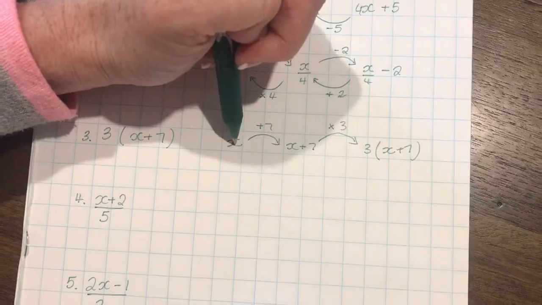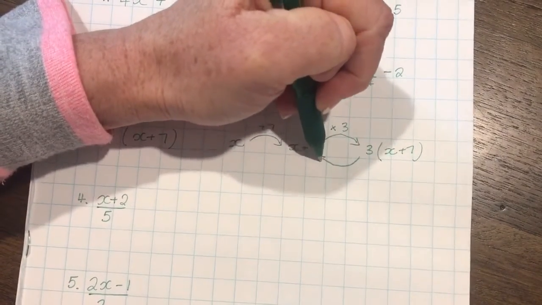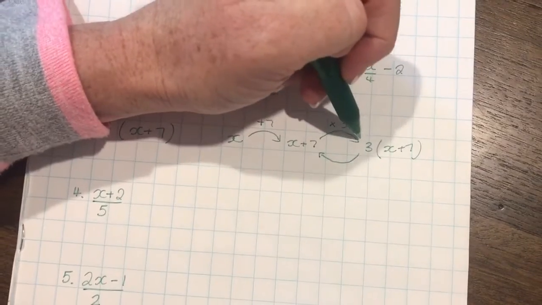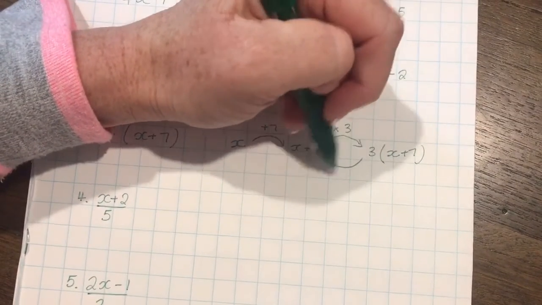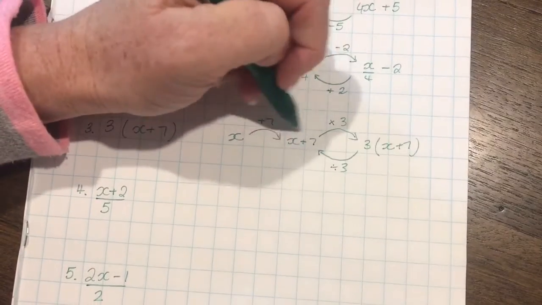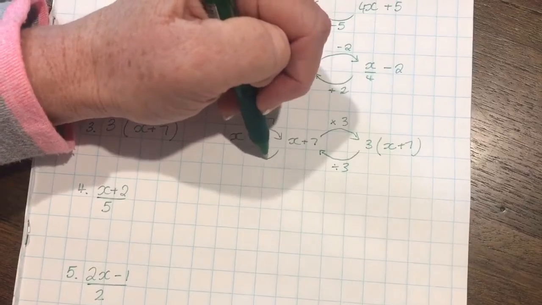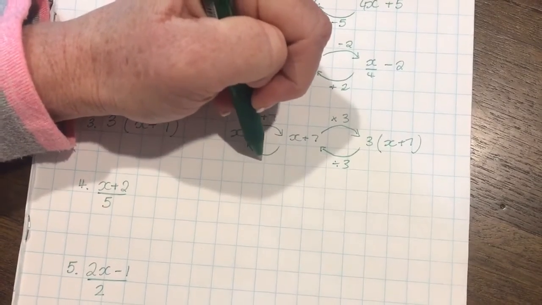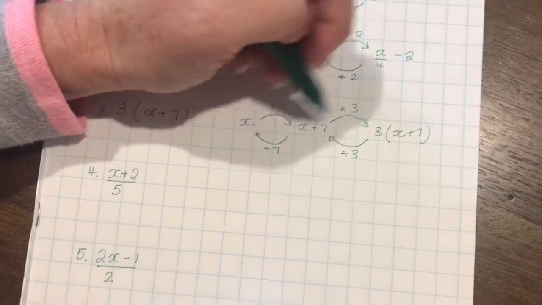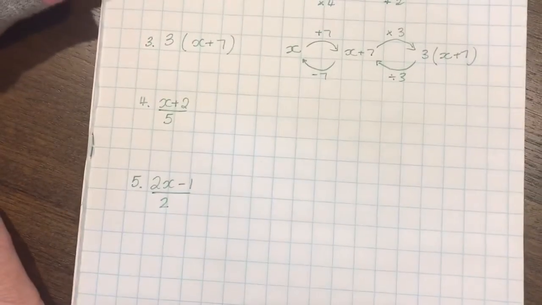To go back to getting x by itself, we now need to undo what's happened to x working backwards. So we undo the times 3 by dividing by 3. We've managed to get rid of that 3. We now want to get rid of the plus 7 by using the inverse of plus 7, which is minus 7. So we've undone the times 3 and the plus 7 to get x by itself.